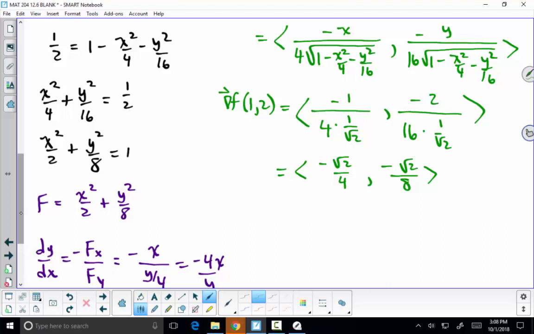The slope of the gradient at (1, 2) is y divided by x. Does that give us 1/2? Certainly it's positive. So we do root 2 over 8 multiplied by 4 over root 2, and that gives us 1/2.